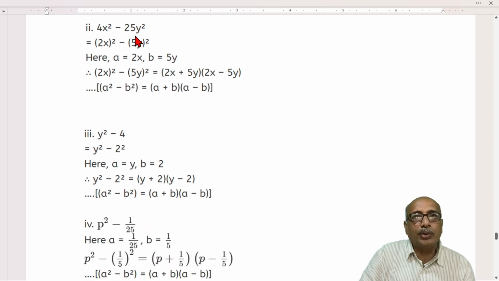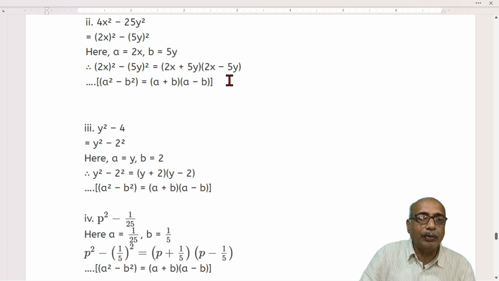Next, 4x square minus 25y square. Now here we will simplify this term. 4x square is given, so we'll take in bracket 2x whole square. If I simplify this, you will get 4x square. Similarly, 25y square equals 5y whole square. If you expand this, you will get 25y square. So here a equals 2x and b equals 5y. By using the expansion formula, you will get 2x whole square minus 5y whole square equals 2x plus 5y into another bracket 2x minus 5y.